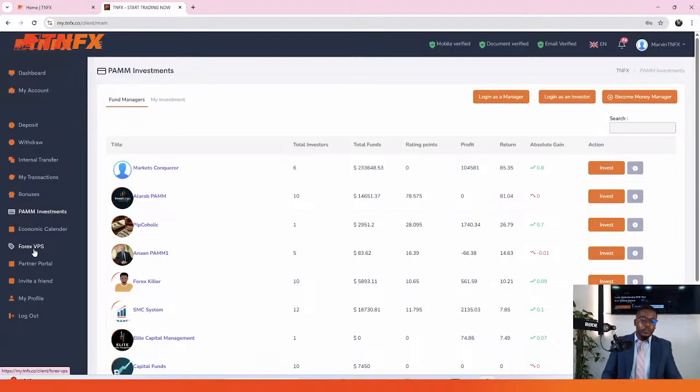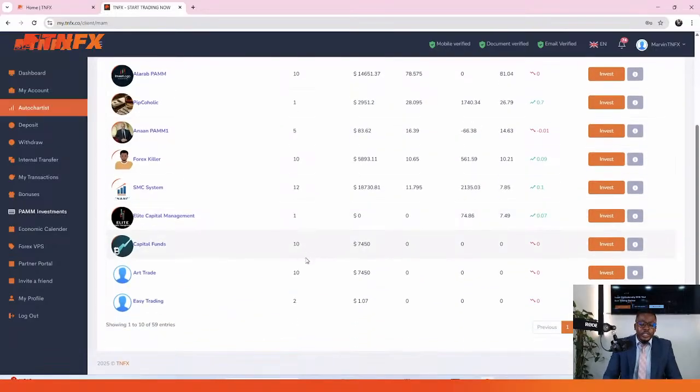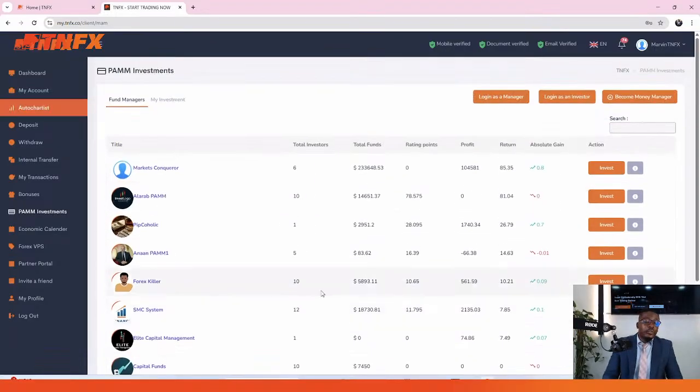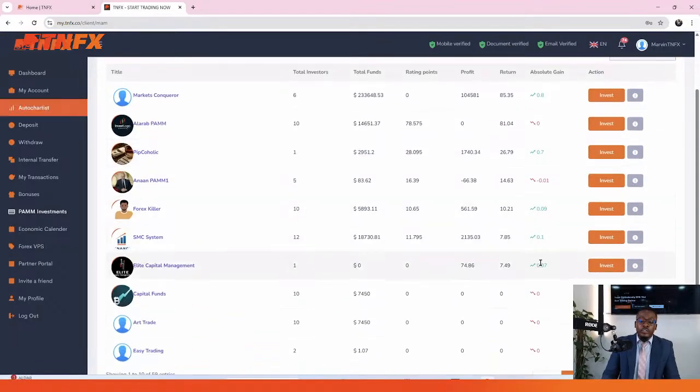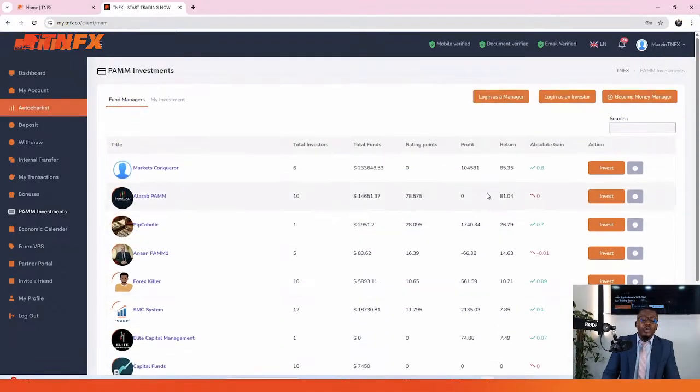Create options for yourself. Like now, if you are looking at the Palm investment, this is the percentage allocation management module. So in this case, it simply means that you can literally just come here, check the statistics of the account managers that are here and trading. You see this one is doing good, this one is doing good, this one is doing good. A lot of them are doing good there.